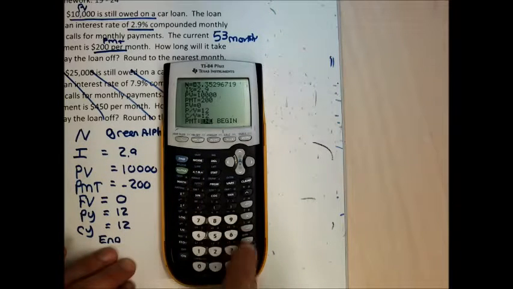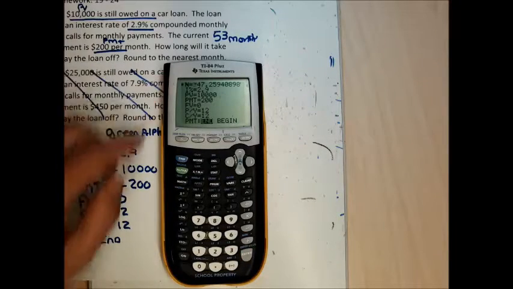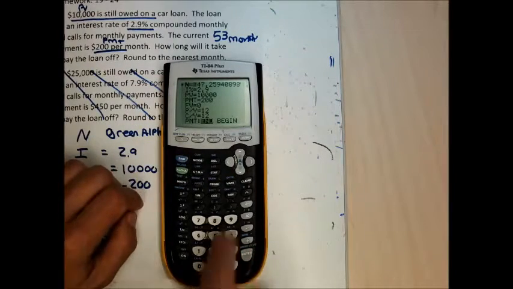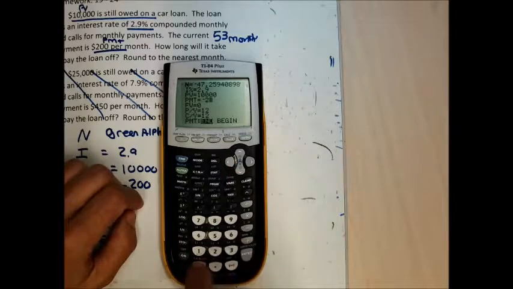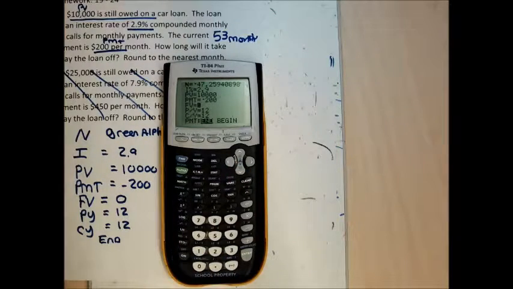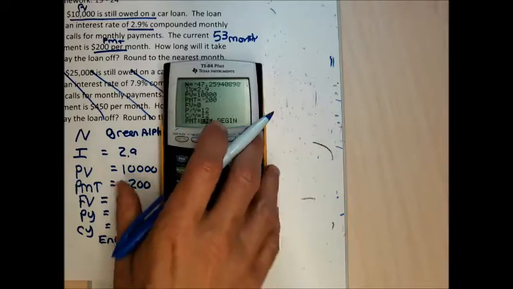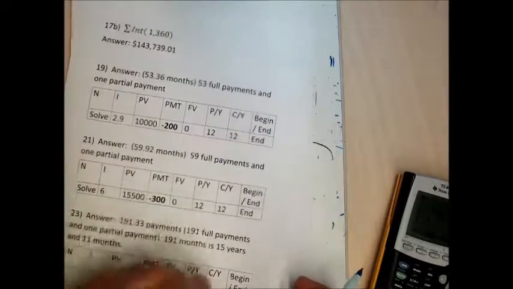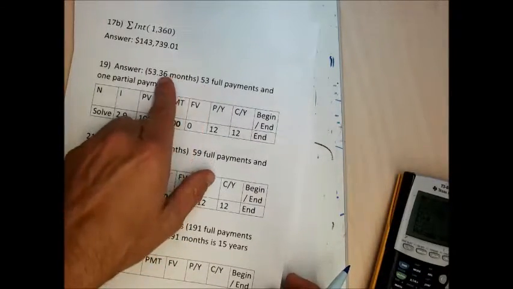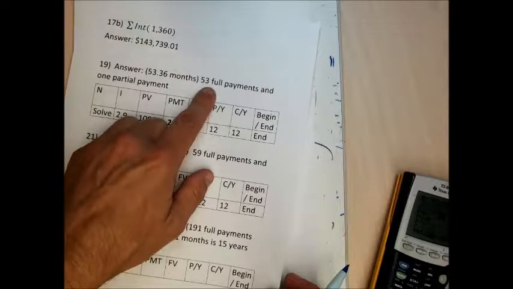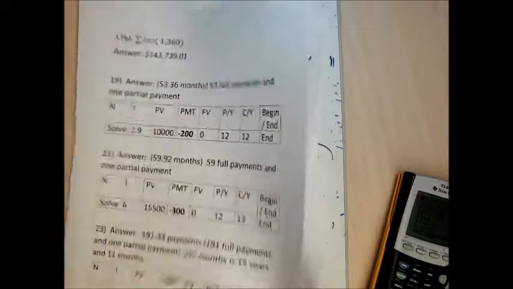When I hit alpha and enter, look at it. Just a second ago, it said no sign change and gave me a lovely error amount. But anyways, I feel good about the work. The answer should be 53. Oh, it is. I just was looking at the wrong answer. The answer is 53 payments. I got 53.36, but it says to round to the nearest month, so I'm going to write 53.